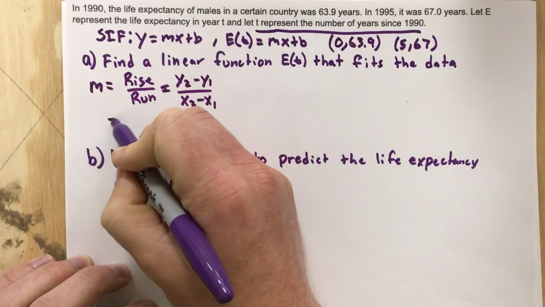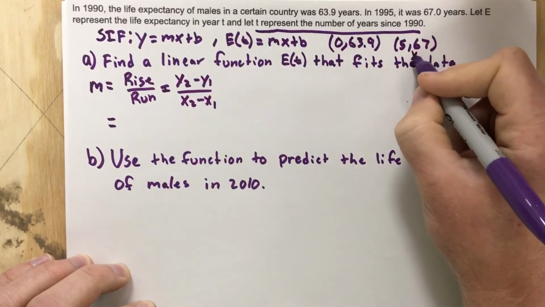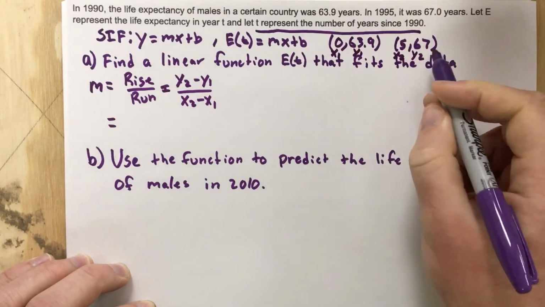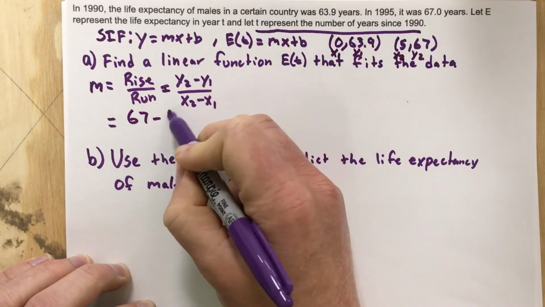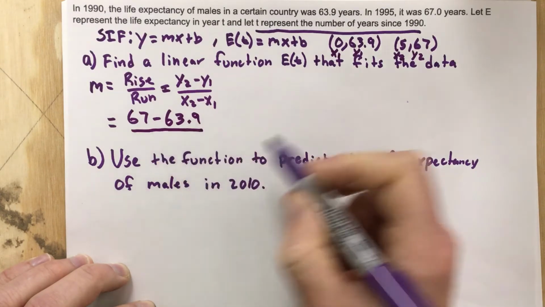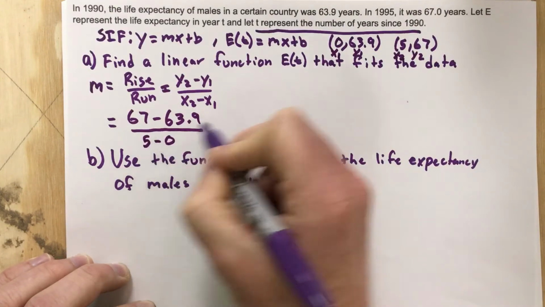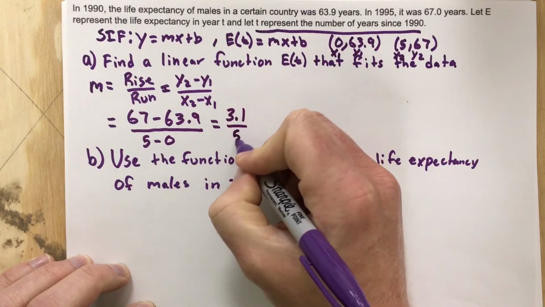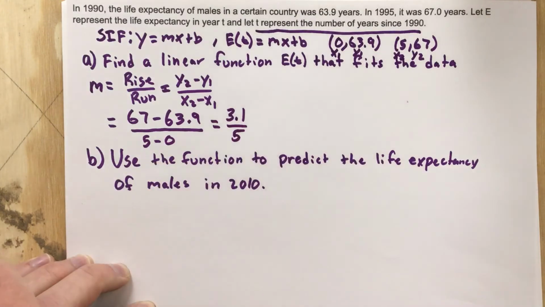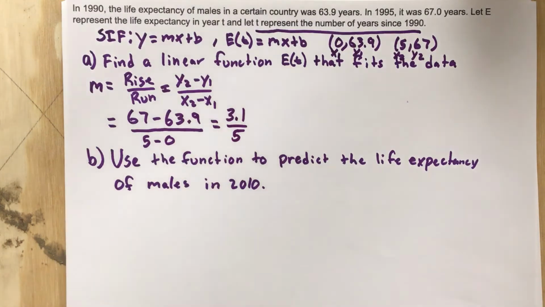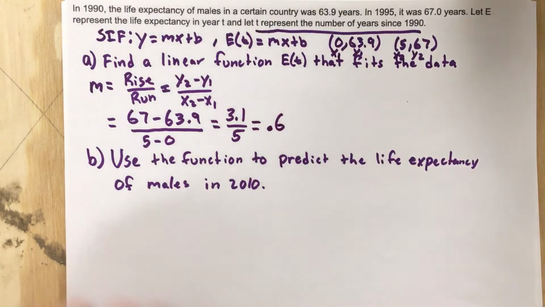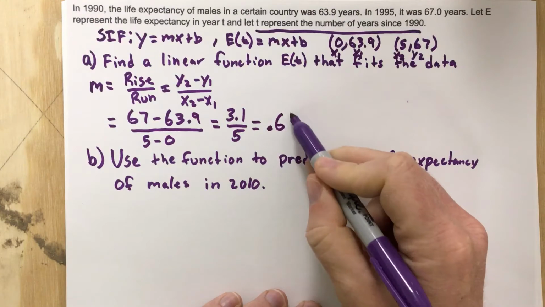That means I'll label these x2, y2, and this is x1 and y1. So this is 67 minus 63.9 over 5 minus 0. So 67 minus 63.9, that's 3.1 over 5. If I divide that, it gives me 0.62. Now I think in this problem they want you to round to the 10th, so I'm going to say that that is equal to 0.6 instead of 0.62. Now that's the slope.